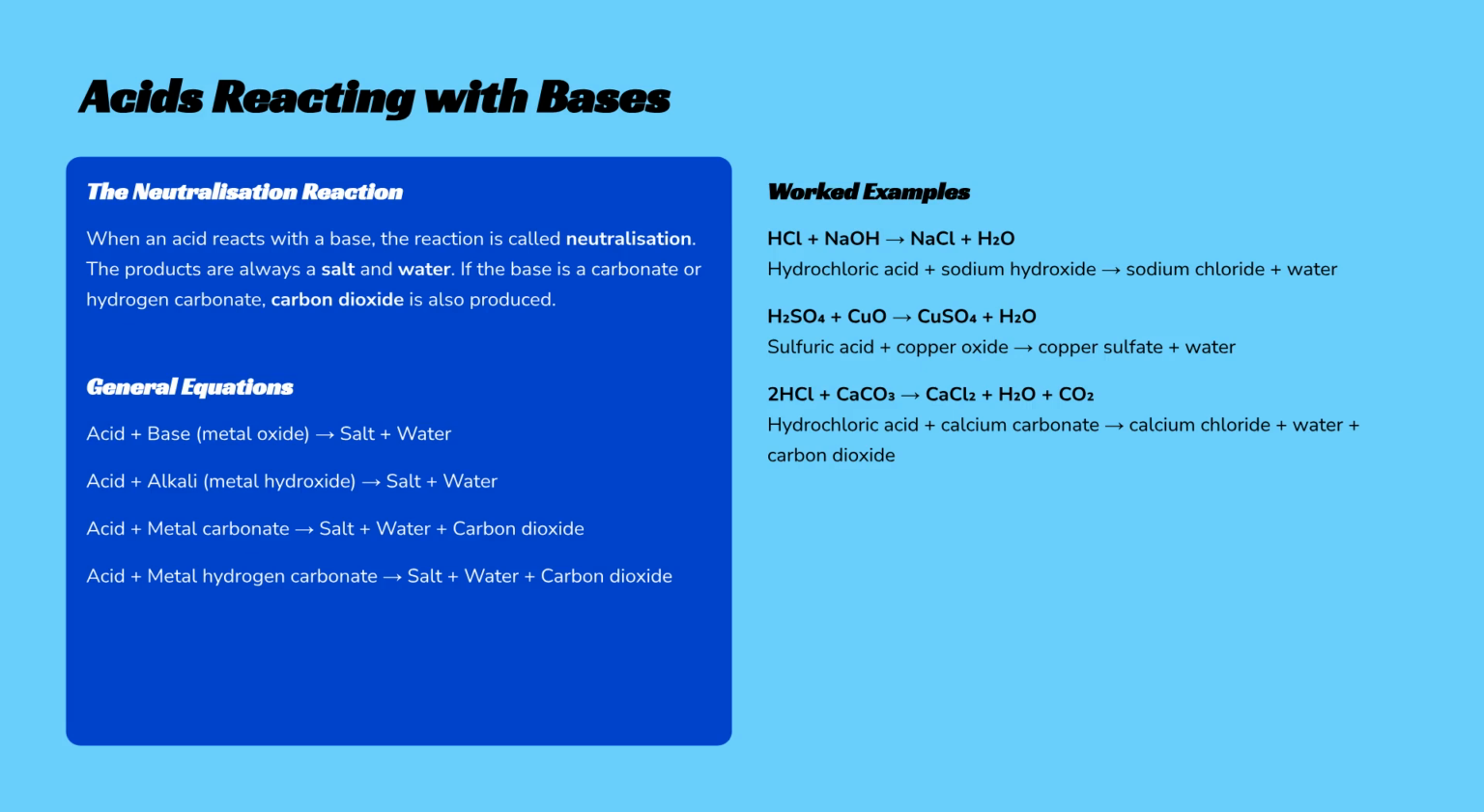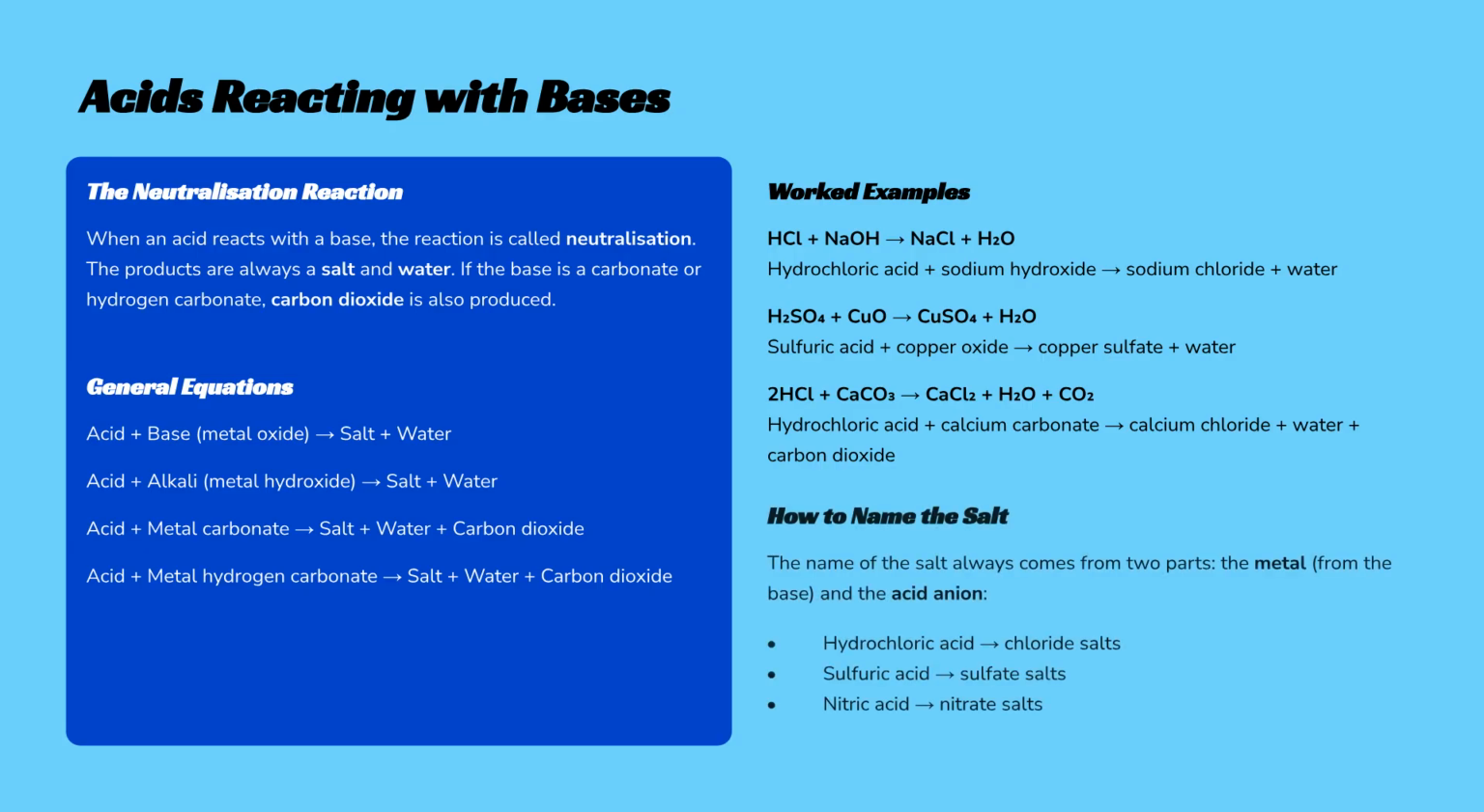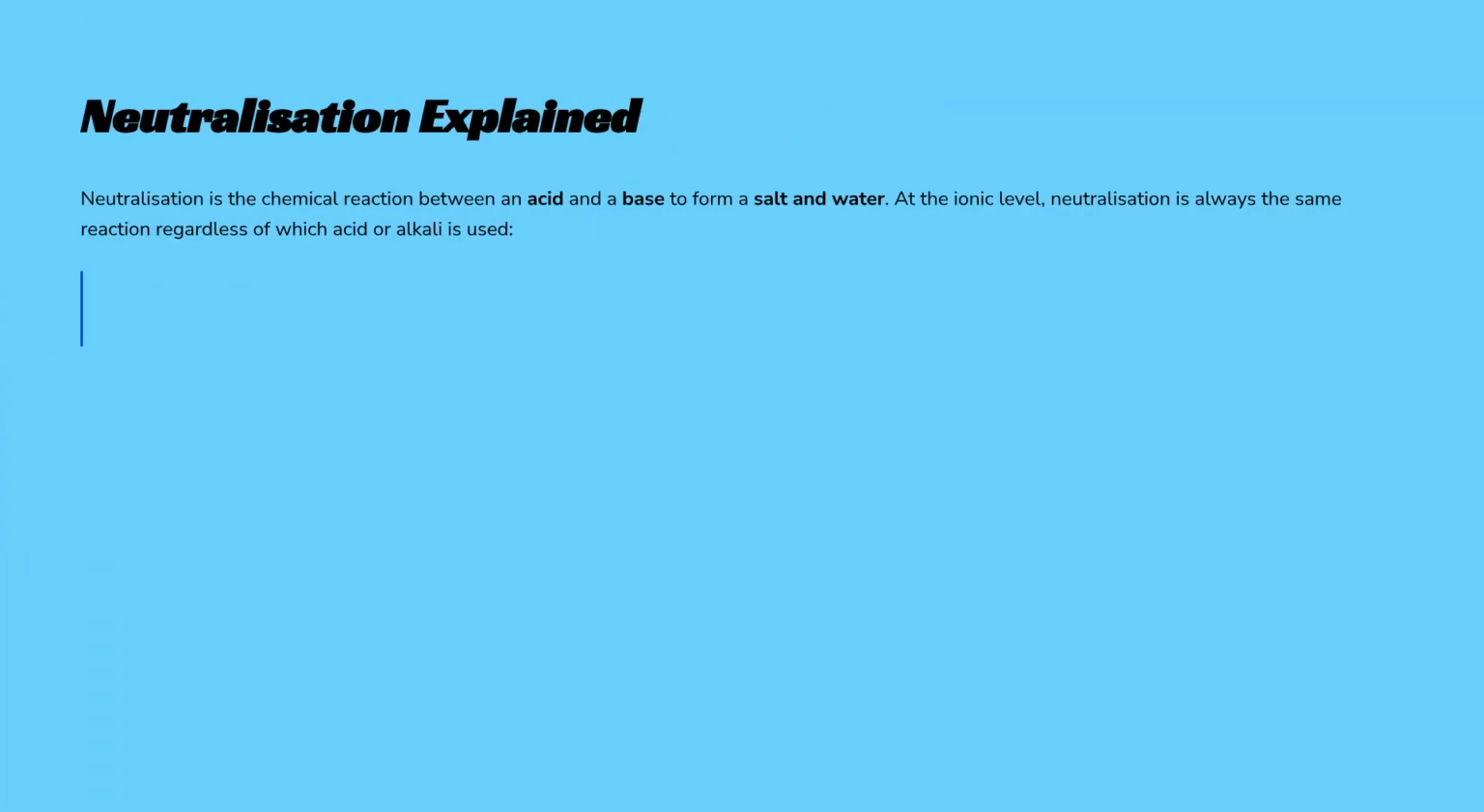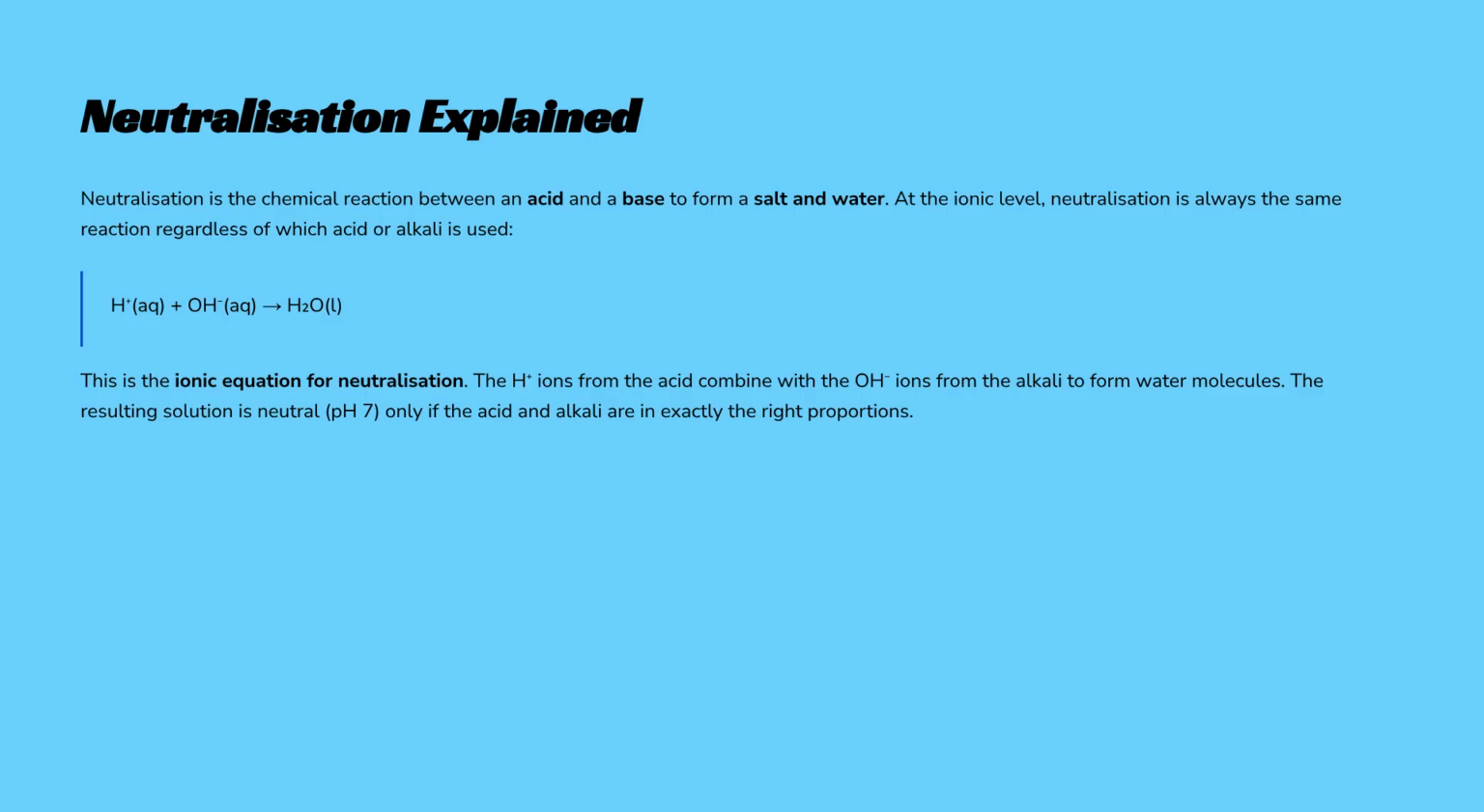If the base is a carbonate or hydrogen carbonate, carbon dioxide is also produced. The salt's name comes from the metal in the base and the acid anion. For example, hydrochloric acid forms chloride salts. Neutralisation is the chemical reaction between an acid and a base to form salt and water. The ionic equation is H+ plus OH- yields H2O.